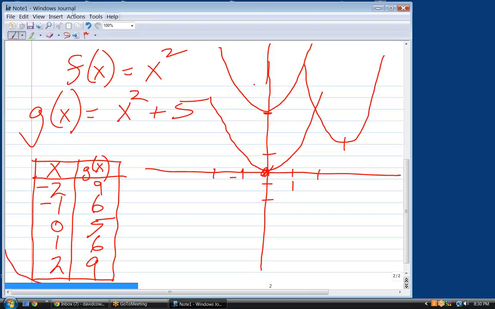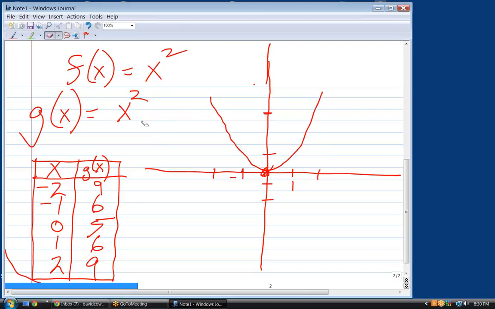Okay, the next one is h of x equals negative x squared minus 4. Like that? Yep. Because parentheses will make a great deal of difference here. So we got two things only going on. What are they?